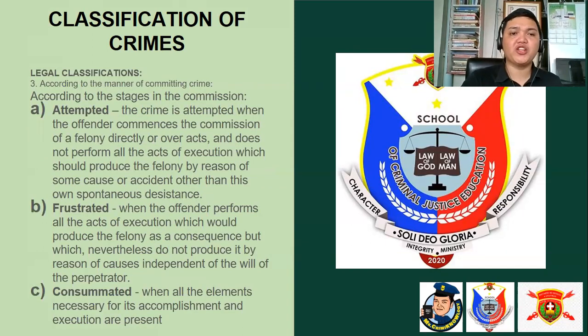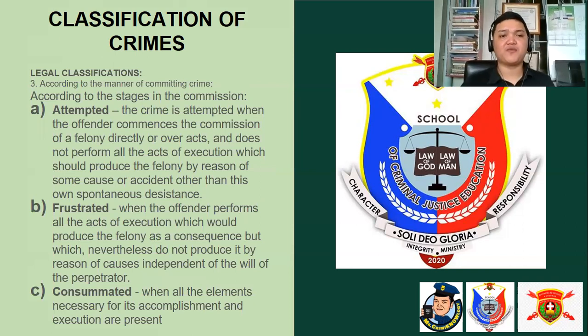Now, letter number three, according to the stage of committing the crime. Let's see the following. There are stages in the commission of a crime. Letter A, let's see the word attempted. The crime is attempted when the offender commences the commission of a felony directly by overt acts and does not perform all the acts of execution which should produce the felony by reason of some cause or accident other than his own spontaneous desistance. So there is an attempted stage of crime if the person is directly committing overt acts. He does commit the crime, but he did not perform all. He failed to execute all the actions that will produce it.